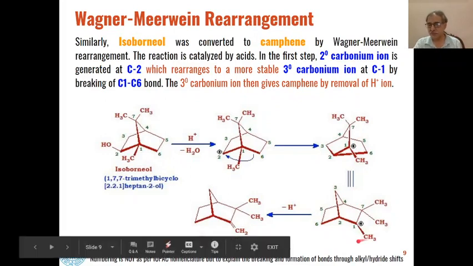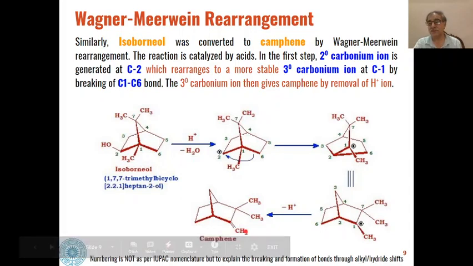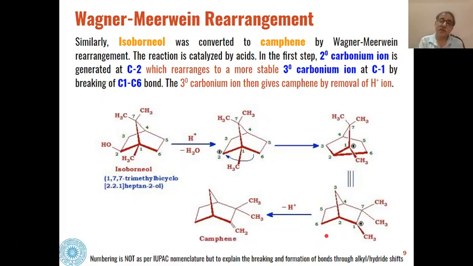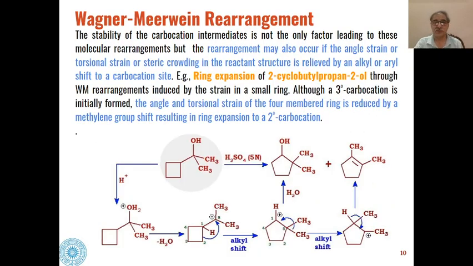And then H positive will be eliminated from this carbon, and we will create a carbon-carbon double bond at this place, and this is the structure of camphene. So this is how a rearrangement, a shift of a methylene group, will change a secondary carbonium ion to a more stable tertiary carbonium ion, which on losing a proton will change into camphene. So this is how isoborneol will be converted into camphene through Wagner Meerwein rearrangement.